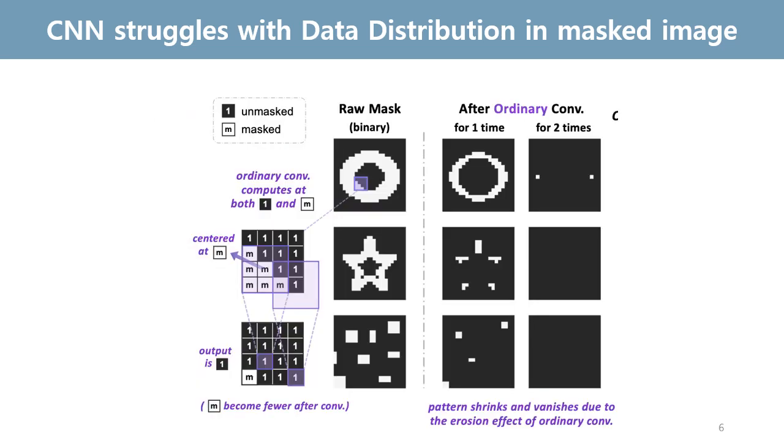This figure shows well an actual example of convolution on a masked image. Here, the black area is 1 and the white area is 0, the masked part. In ordinary convolution, if the filter covers any black unmasked point, the result will be black. This means that in traditional convolution, we could lose information from the masked point.